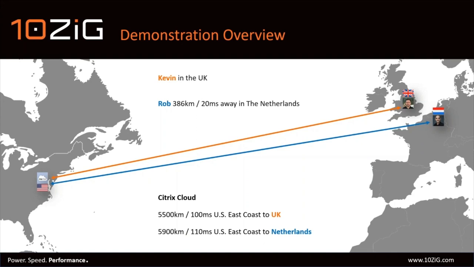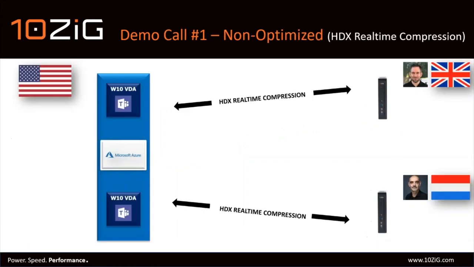So I think hopefully, as we can see from this overview, it should make a really cool demo, assuming it works, and we should be able to see the real impact of Citrix Teams optimization. So what we're going to do is essentially two calls. The first call is going to demonstrate a non-optimized call using HDX real-time compression.